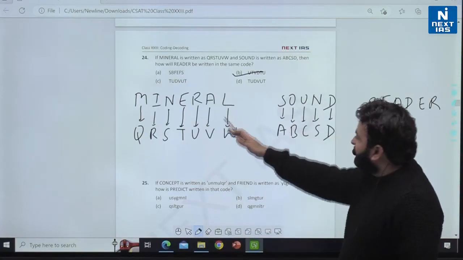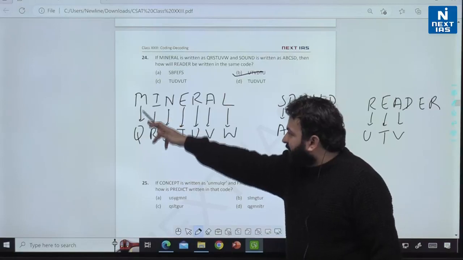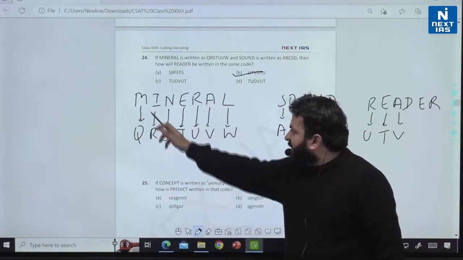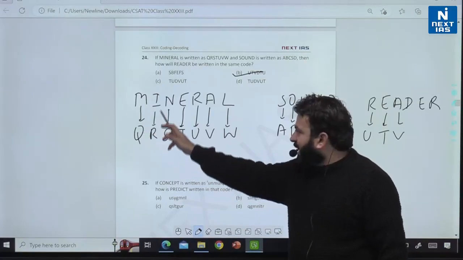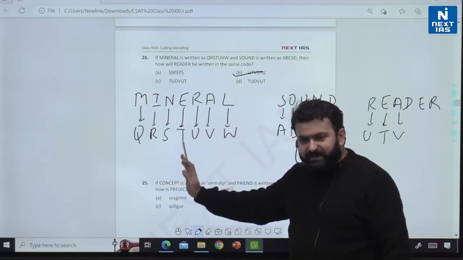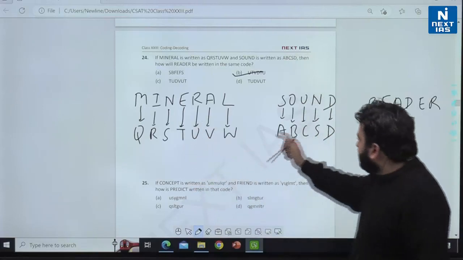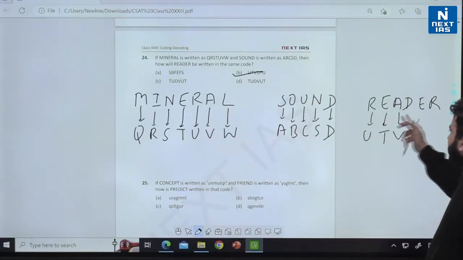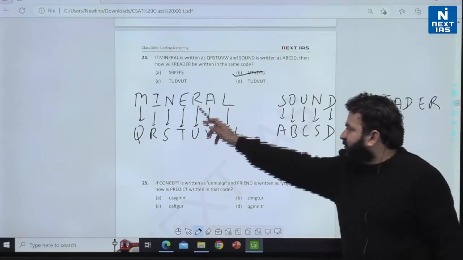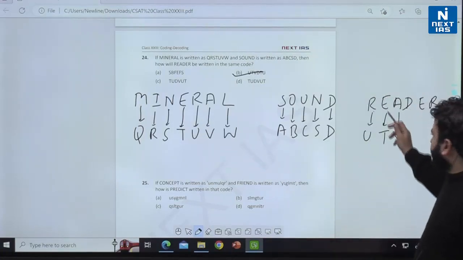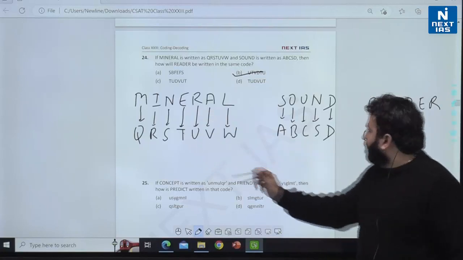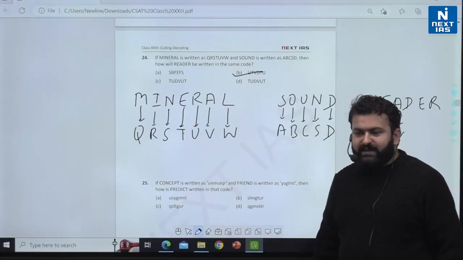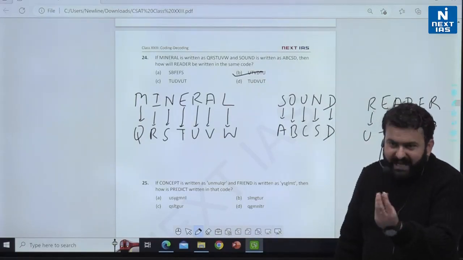So dear, here in this case you directly find out that the code of M will be Q, that is, in any of the words M will be replaced by Q, I will be replaced by R, N will be replaced by S. Is it clear? Similarly S will be replaced by A, O will be replaced by B. So now in reader, what is the code for R? U. What is the code for E? T. What is the code for A? V. So in this manner you find out. So now you get the exact code.